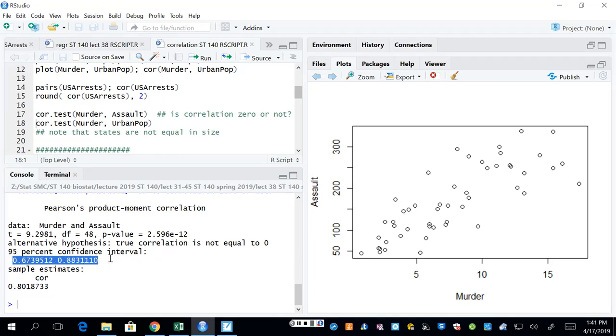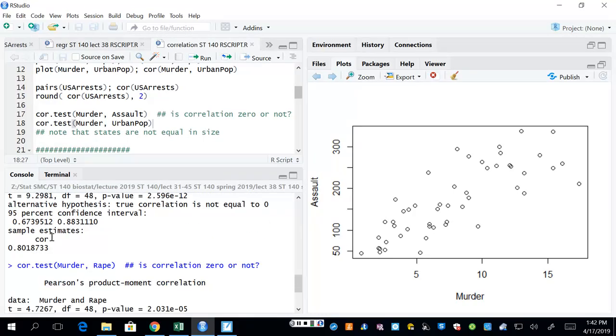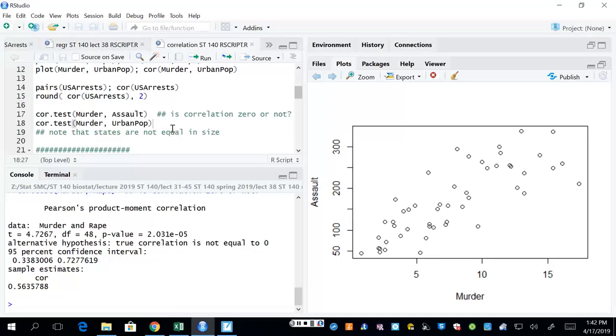You have 50 states, it's pretending it's a sample of 50, and then doing a confidence interval for that. So this one clearly is non-zero. Murder versus rape arrest rates: 4.7, very small p-value, confidence interval here clearly bigger than 0. So that's highly significant. The t-value is not quite as big as the other one, but still is significant.